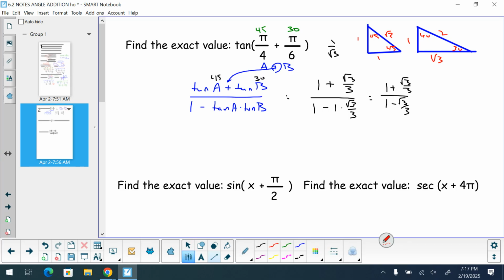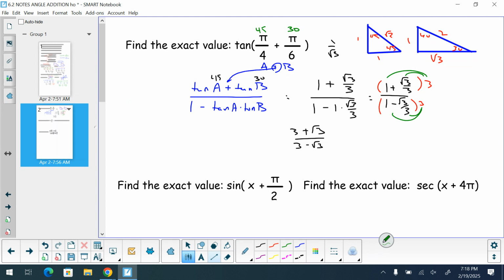The difficulty with the tangent is it will give us complex fractions that we have to rationalize. We can multiply top and bottom by a value of 3. So we're left with 3 plus square root of 3 over 3 minus square root of 3. Distributing out. If you give me that as a solution on a test, I'll give you every point except for 1. Need to rationalize this because we have a radical on the bottom.